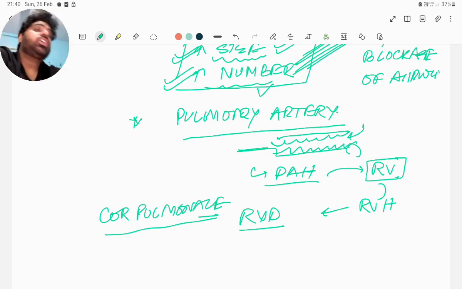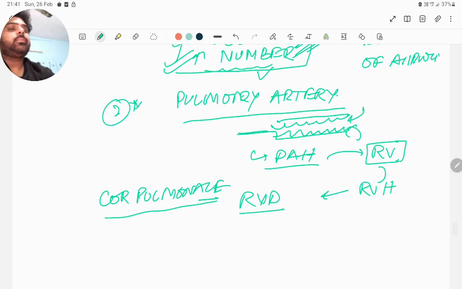If the right heart failure has developed after a congenital problem in the lungs, then it will not be called cor pulmonale. So these two things are not cor pulmonale. This we have to understand. So this was the second thing which developed in COPD.